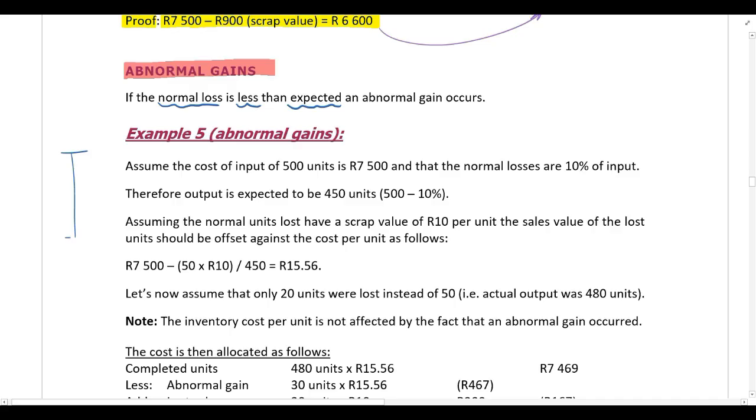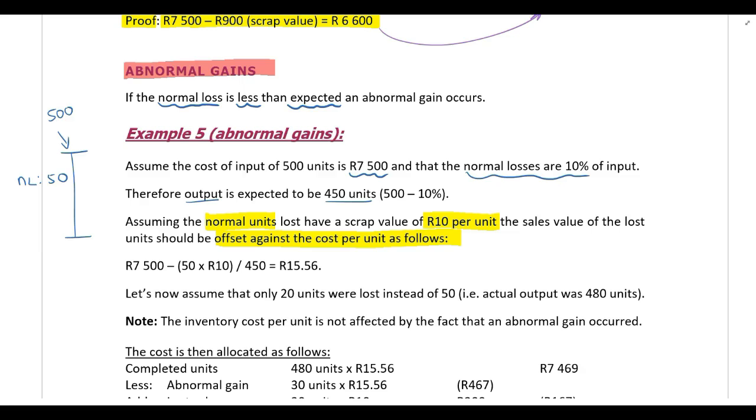What are we inputting into our production process? 500 units. And the cost of that is 7,500 Rand. Normal losses are 10%. So normal losses is going to be 50 units. Then I'm told output is expected to be 450. Okay, so that makes sense. If I'm putting in 500 units, 10% of that is a normal loss, then my output is expected to be 450. Makes sense. Again, assuming still that these normal units that are lost have a scrap value of 10 Rand per unit, this should be offset against the unit cost as follows.